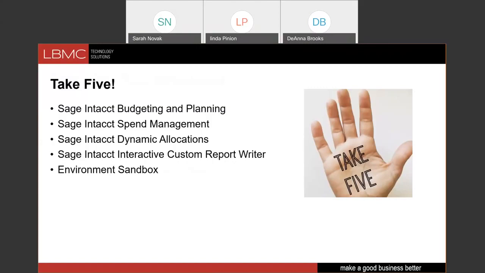But the 5 we're going to focus on today: Sage Intacct Budgeting and Planning. Many of these have acronyms, so SIBP, Sage Intacct Budgeting and Planning; Spend Management; Sage Intacct Dynamic Allocations; Sage Intacct Interactive Custom Report Writer. I will refer to it as ICRW, Interactive Custom Report Writer.